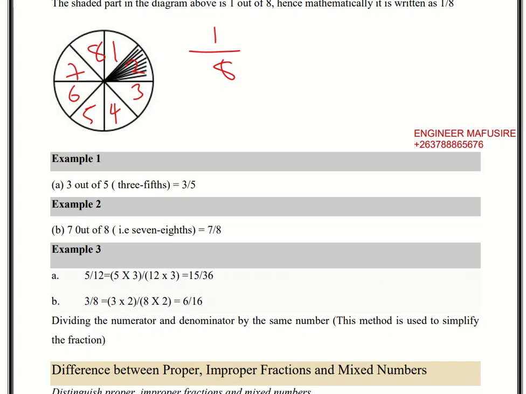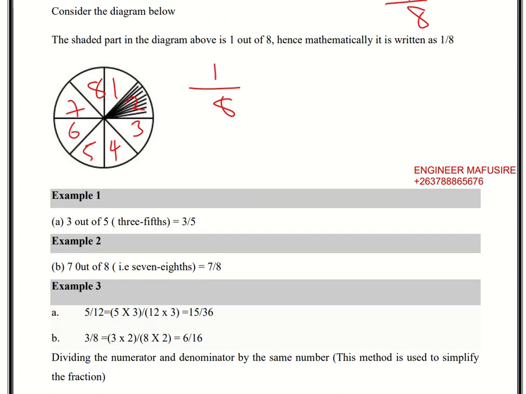Then after that, we also have other examples. Let's say you are given 3 out of 5. That means you have 3 over 5. When it says 3 out of 5, it means 3 over 5. If it says 7 out of 8, which means we have 7 over 8. That is what is meant in the situations we have.